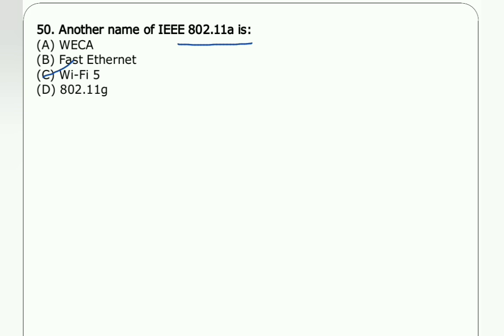This is all about the different questions asked in the UGC NET 2005 June paper 2.